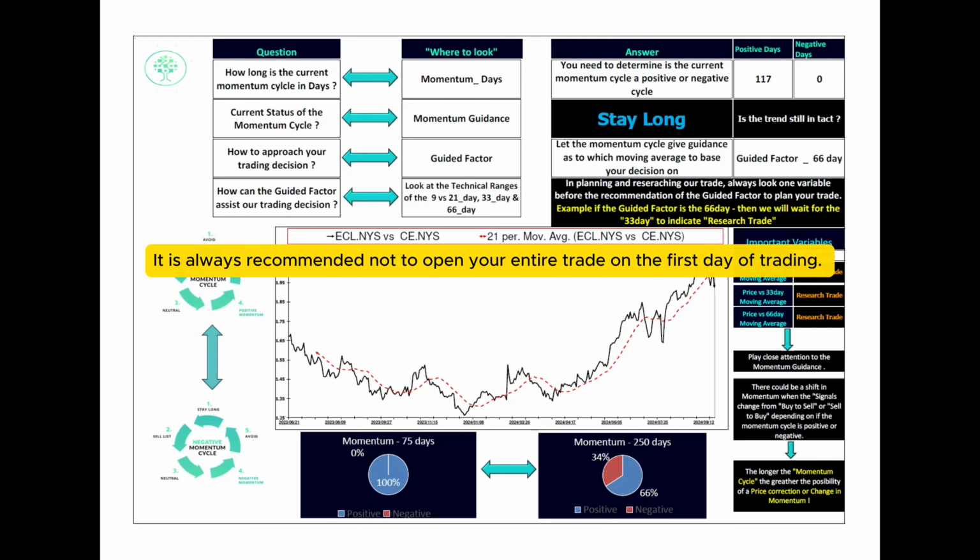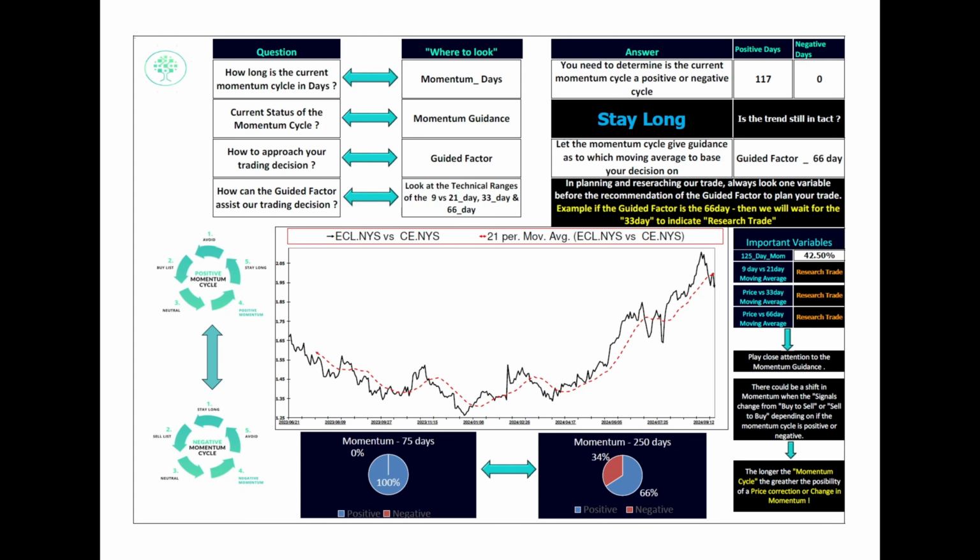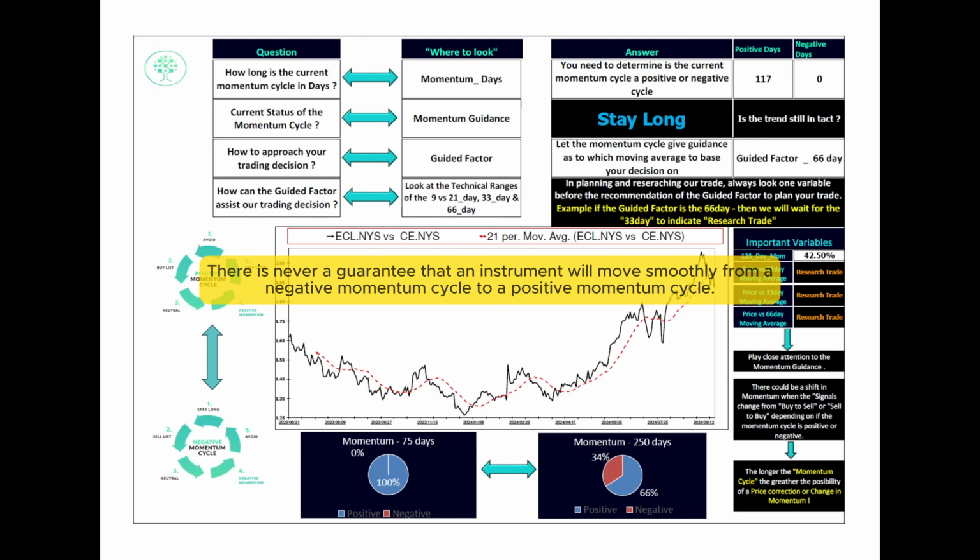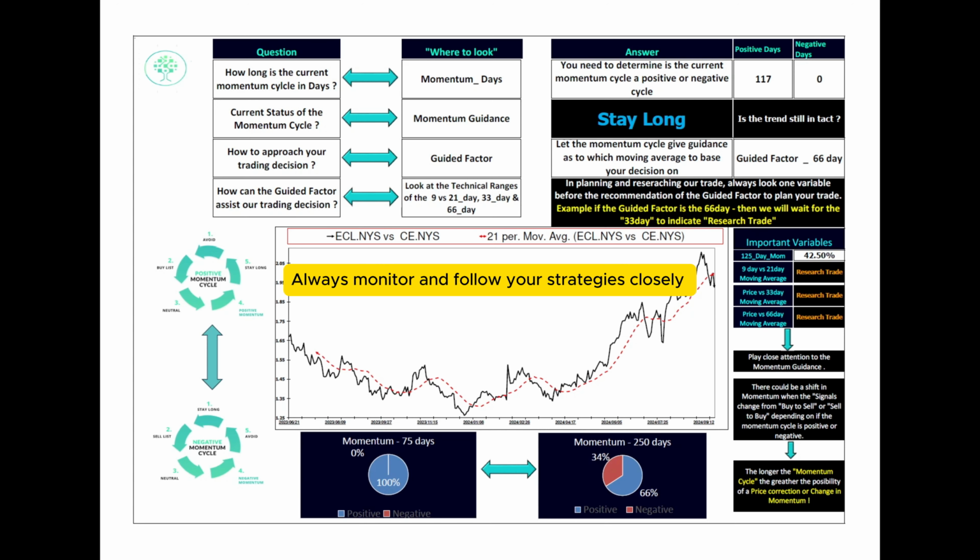It is always recommended not to open your entire trade on the first day of trading. You will get confirmation that the price has moved below the 33-day moving average when the values shift from positive to negative. Expect increased volatility in the early stages of a new momentum cycle. Remember, there is no guarantee that an instrument will move smoothly from a negative momentum cycle to a positive one. Always monitor and follow your strategies closely.